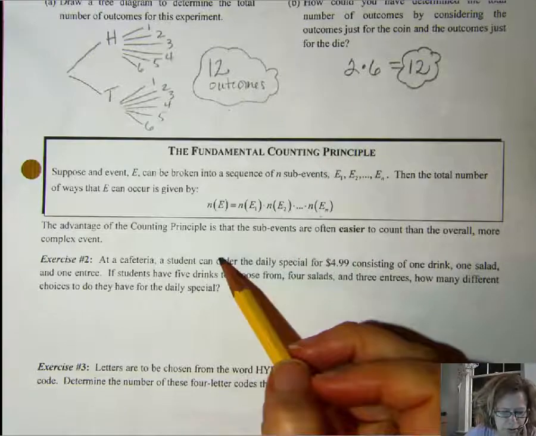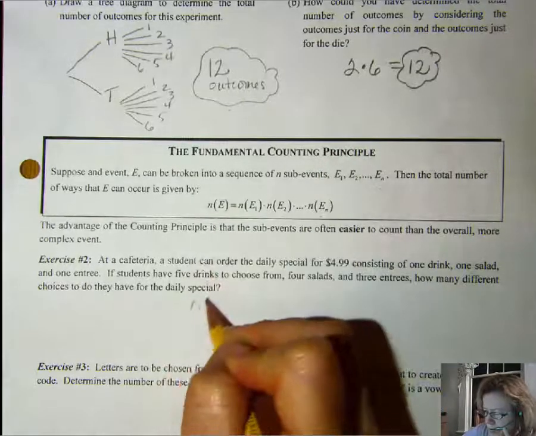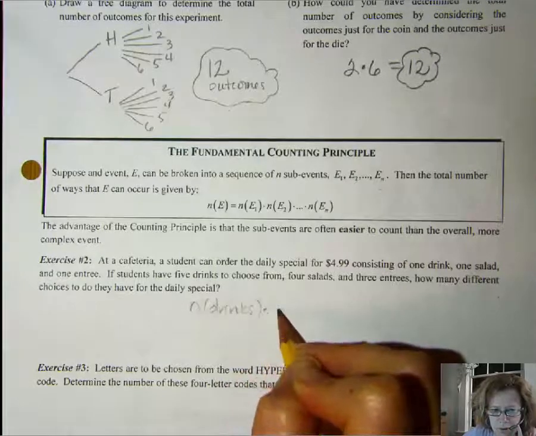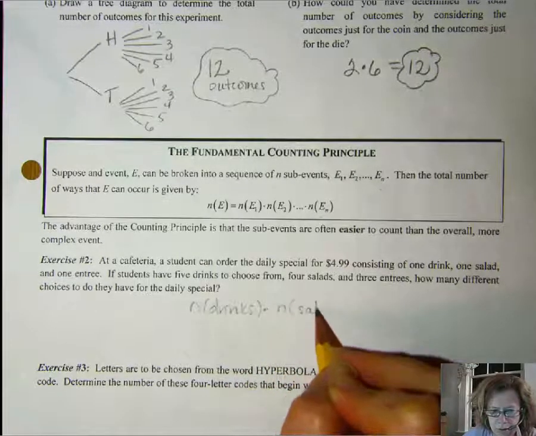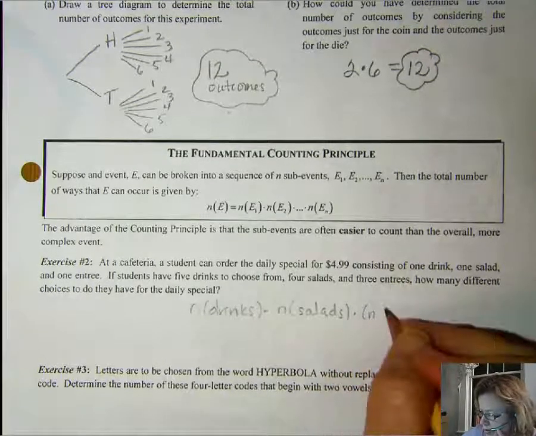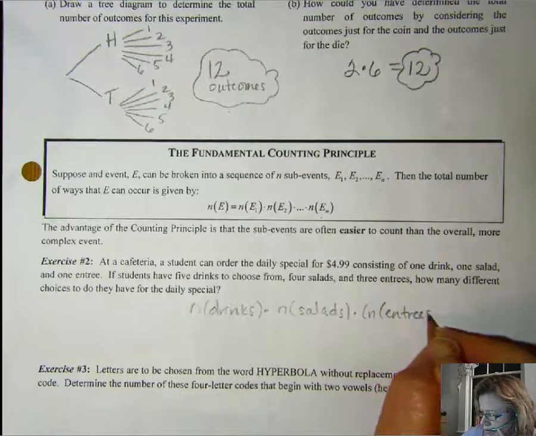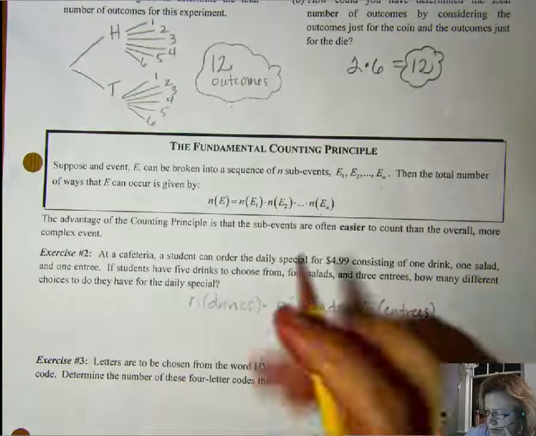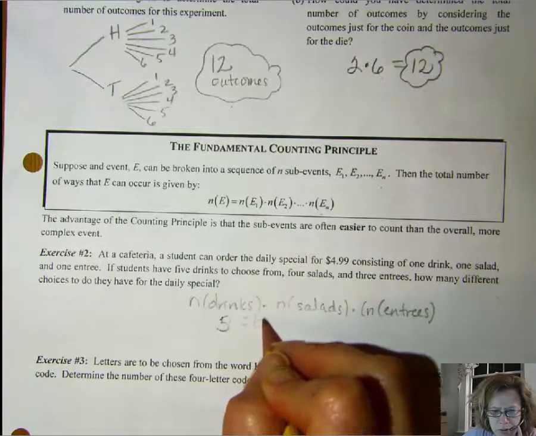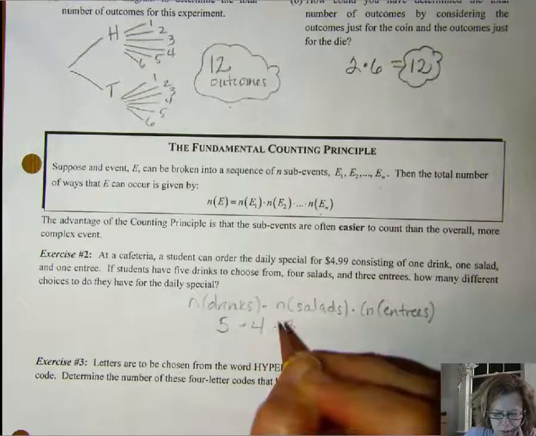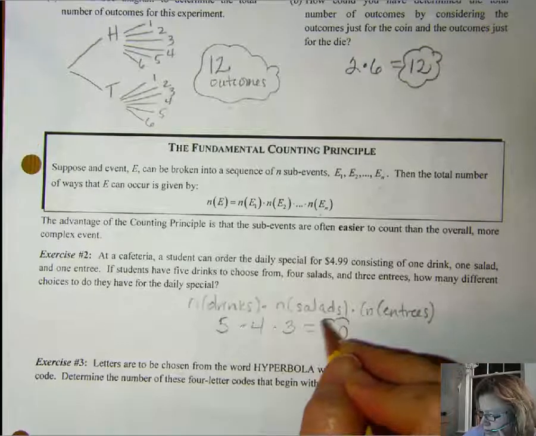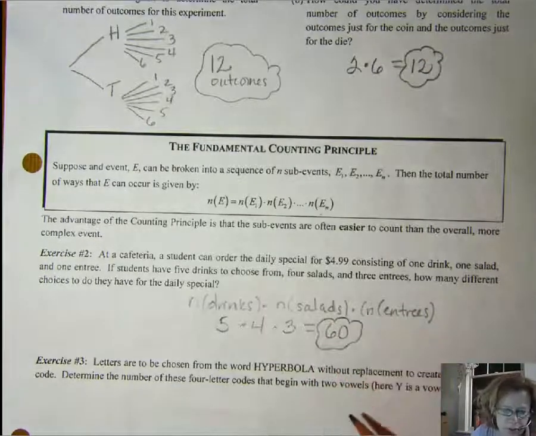Our first event is a drink. So we have the number of drinks times the number of salads times the number of entrees, which then is 5 drinks times 4 salads times 3 entrees, which gives me 60 possible outcomes. Imagine trying to do a tree diagram for that. Wouldn't it be fun?